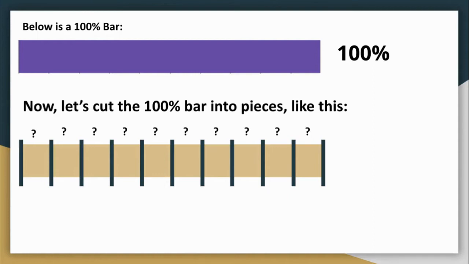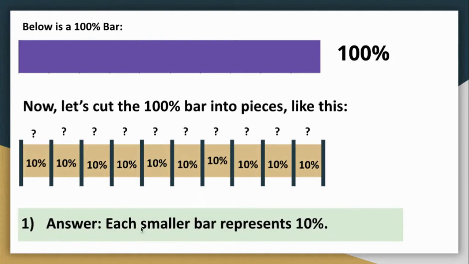Let's pause right here to think about that. How much is each question mark worth in terms of percent? Well, if you take the 100% and chop it into 10 parts, you might be thinking each piece is 10%. Some of you might be thinking 100% divided by 10 pieces equals 10% for each piece. And so we would say each smaller bar represents 10%. I just mentioned division, but you might have been thinking multiplication. You also might have been thinking addition or subtraction, and each of those is perfectly okay.